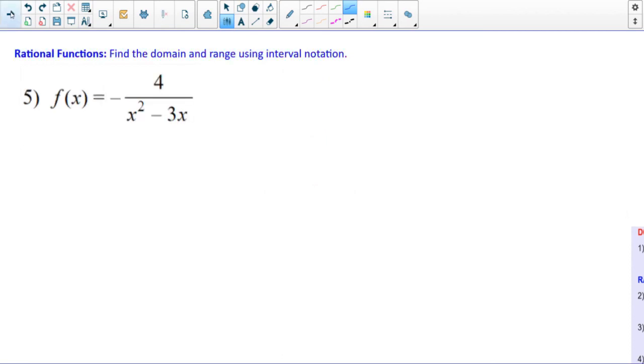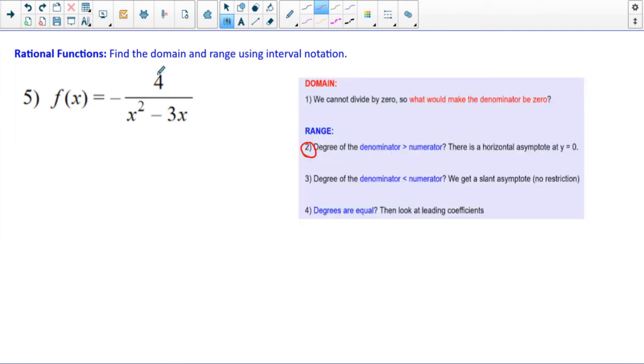Let's look at number 5, and let's look at the degree here. The degree of the top, really there is no x at the top. There's no x up here, so kind of x to the 0. But that's invisible. There is no degree for the top. On the bottom, the degree is 2. This is x to the 2 power. So we want to use this rule. The denominator is greater than the numerator, which means there would be an asymptote here at y equals 0.